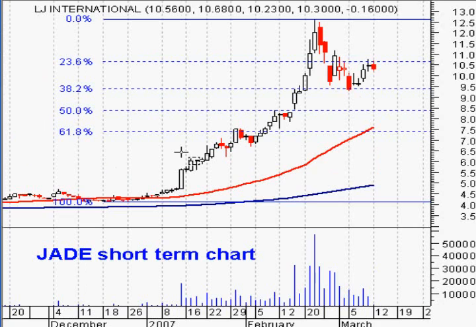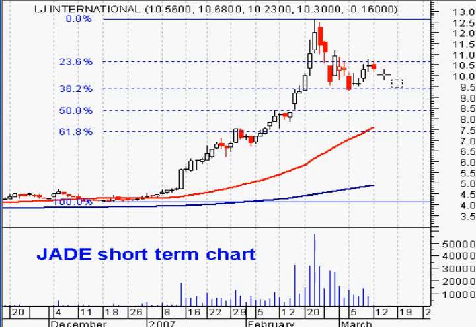And this is the short-term chart. The stock seems to be consolidating the recent gains between the 23.6 and the 38.2% Fibonacci retracement levels, which is a healthy correction. If it were to come back down to the 61.8% retracement, that would mean this rise was of a speculative nature, and the stock would be bearish then.